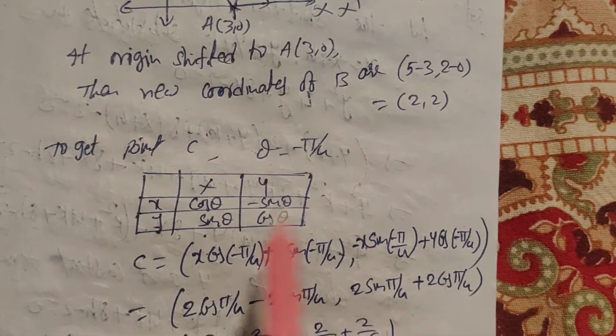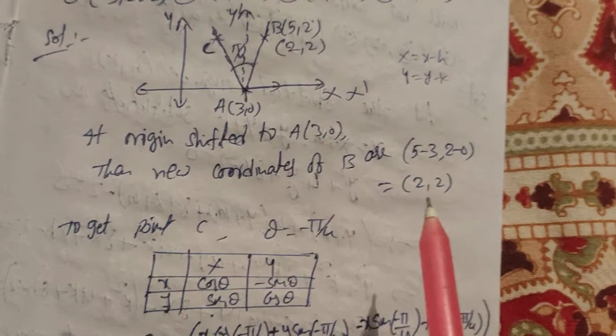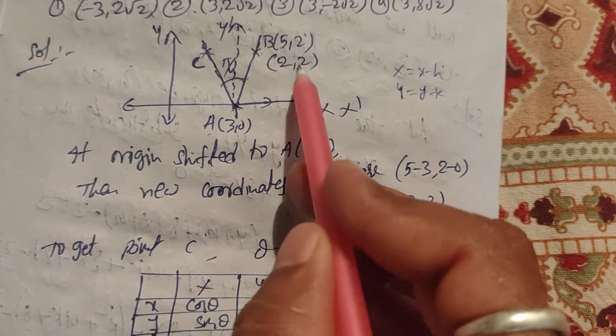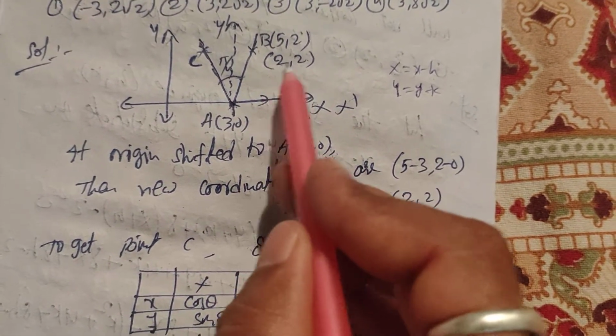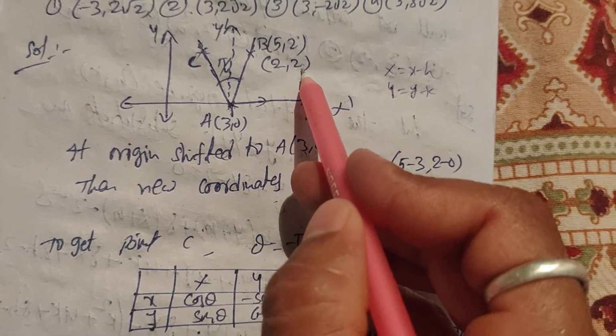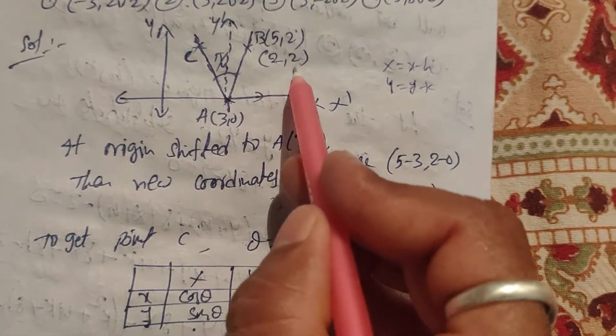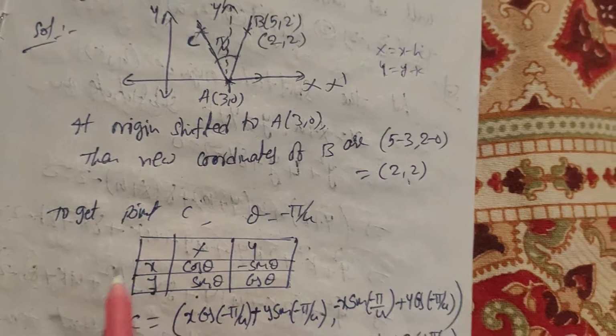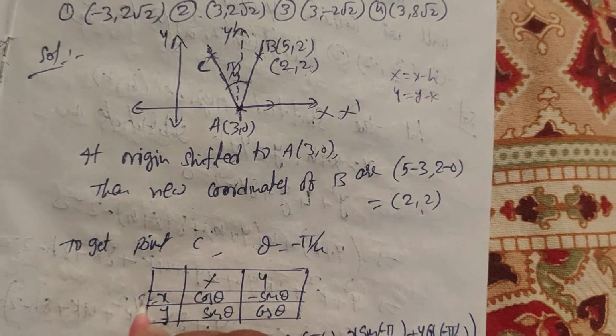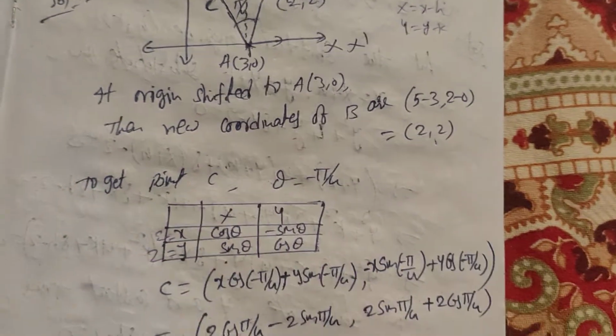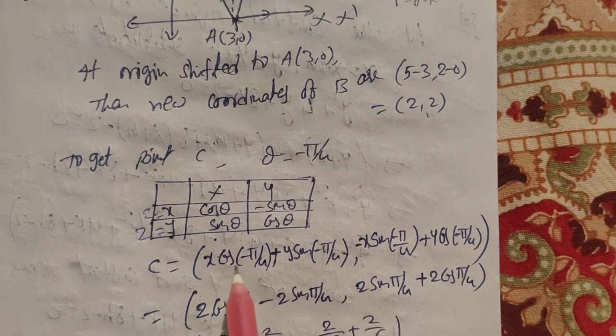So what is X here? 2, and Y is 2. New coordinates we have to take. Small x comma y changes according to the rotation. Small x comma y is nothing but 2 comma 2. So x is equal to 2 here, y is equal to 2 here. So that means 2 into cos of minus theta.